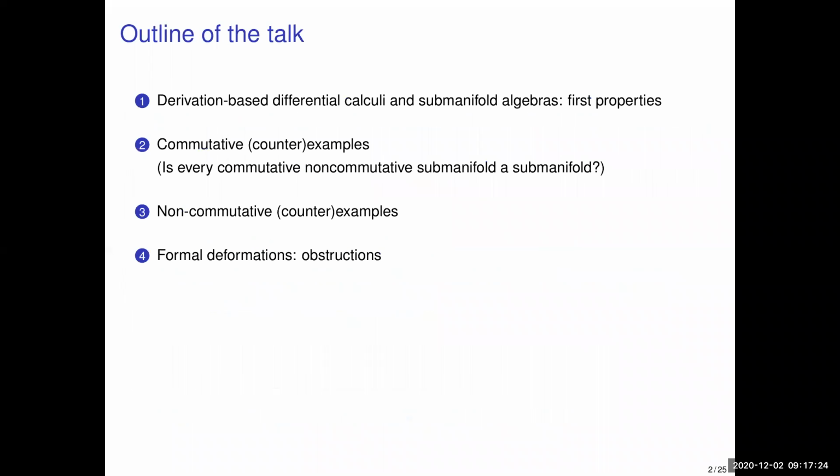So the plan of the talk is the following. First, I want to start with some basic definitions and explain some basic properties of submanifold algebras. Then I will pass to commutative examples. When you have a non-commutative generalization of some classical geometric notion, the first question is, what do you get in the commutative case? So here the question is whether every commutative non-commutative submanifold is a submanifold, like every commutative compact quantum group is a group. One would like to understand if something similar holds.